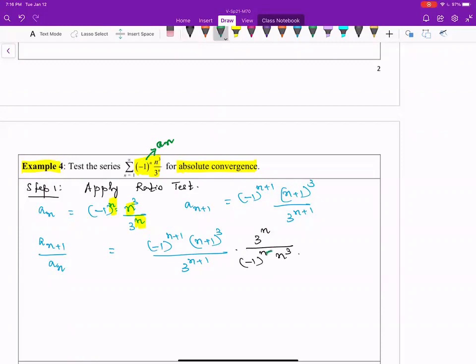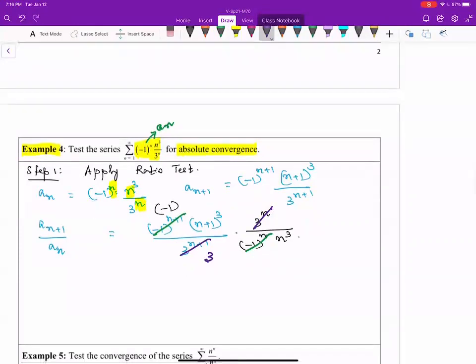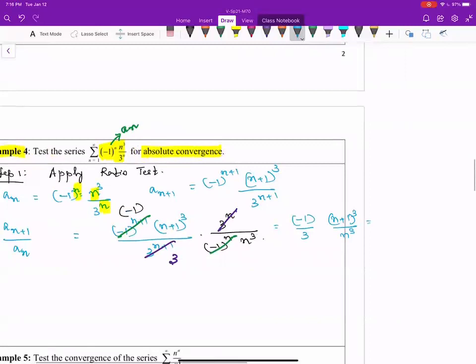So we'll simplify this. This is going to give us (-1) to the power 1. Then it is 3^n over 3^(n+1), that will give us 3. So if you reduce this, you're going to have -1 divided by 3, then (n+1)^3 over n^3, which can be written as -1 divided by 3, (n+1 over n) the whole cube.